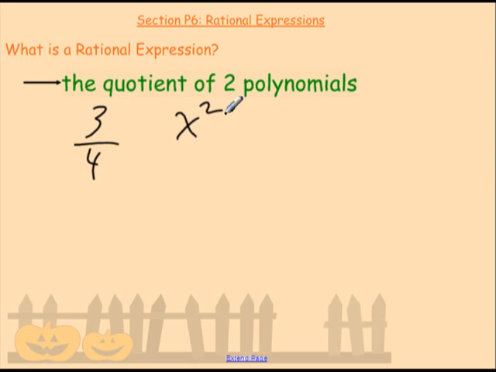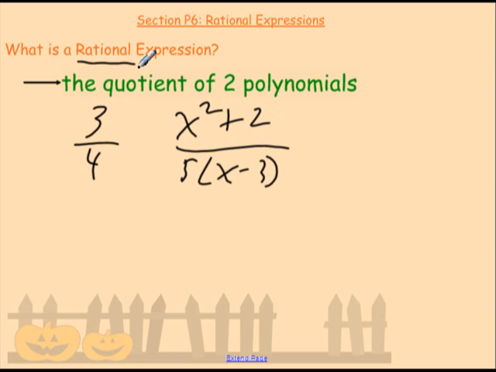But what we're really referring to is algebraic expressions. So for example, something like x squared plus 2 over 5 times x minus 3, that would be a rational expression. Rational just means can be written as a fraction, so it's just an expression that has fractions in it. So it sounds fancy, but that's all it means. So when you hear rational, you should think fraction.